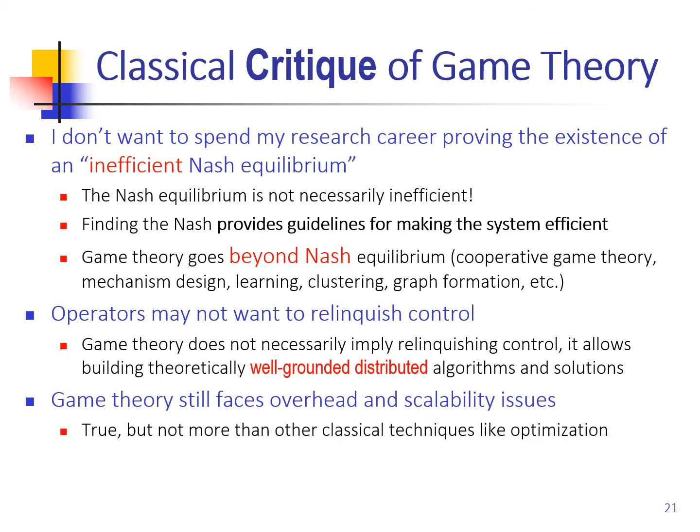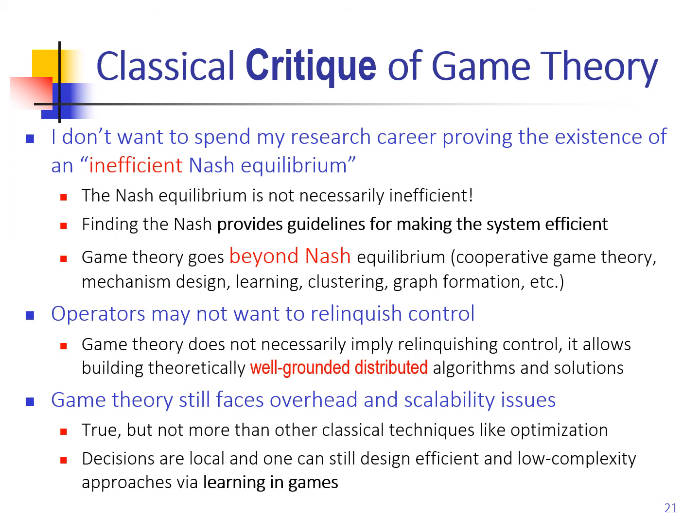So already mentioned it. Yeah, game theory still faces overhead and scalability issues, of course, but this again is valid for any optimization problem where we have a lot of agents to optimize over. You have a large dimensional space, which makes the problem intractable. These are, of course, also valid on the game theory front, but we will actually show that we can address this issue using tools from mean field game theory and statistical physics.